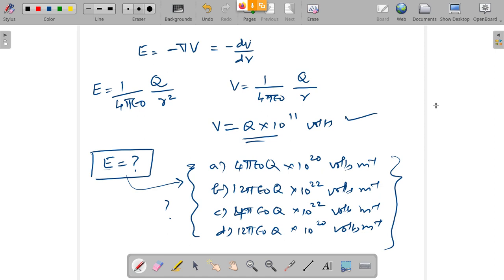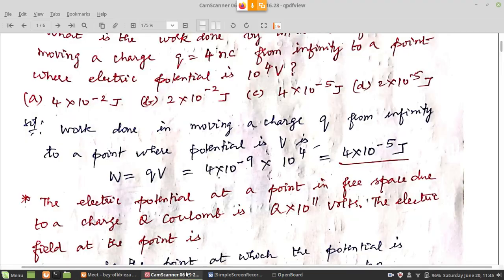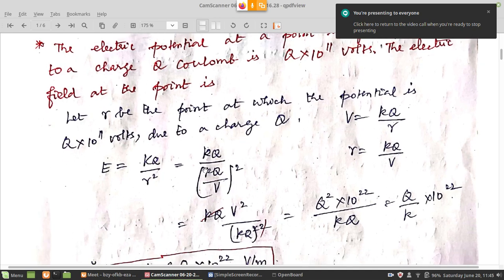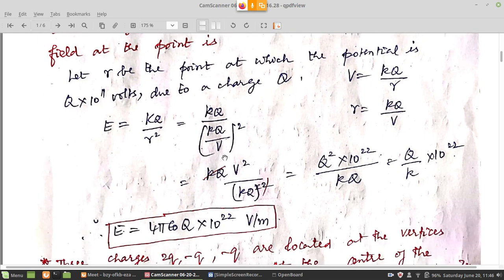Very good, very good. So the answer is choice C, right? C is the answer. We just have to isolate R and get this answer. We know the direct relationship: here it is 1 by R square for the field, and 1 by R for the potential. So all we have to do is get R first. R is nothing but KQ by V. If you cross multiply and bring V to the denominator, then substitute this R expression in the electric field expression. So if you substitute it, you will get KQ by R square is equal to KQ divided by KQ by V whole squared.